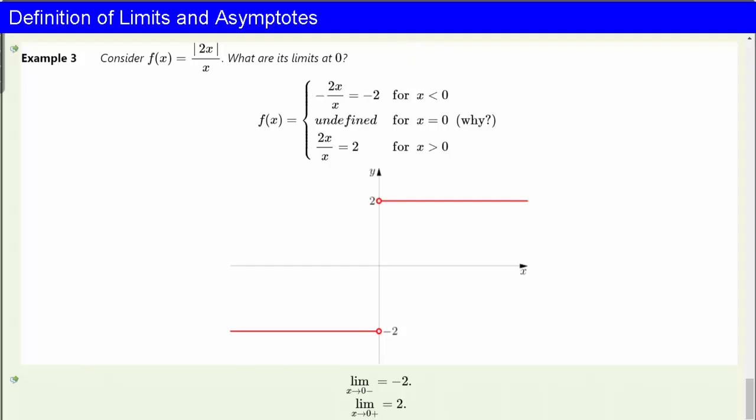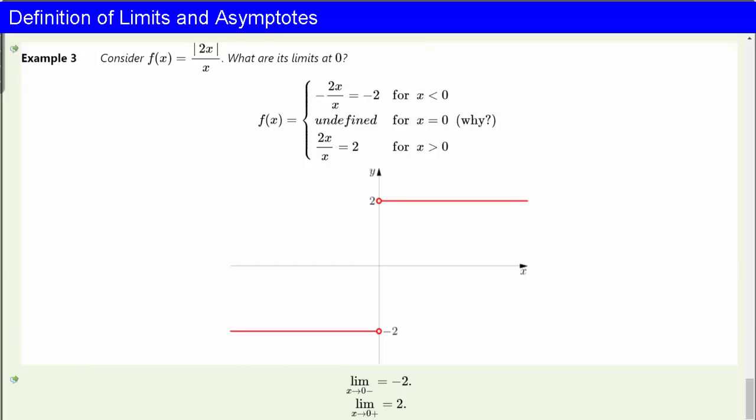The function is undefined when x is 0. The function for x positive is just x over 2x, which is just 2. We can graph this function. The circle indicates a hole in the graph where the function is undefined. In this case, the reason is that the formula gives 0 over 0, which is undefined.